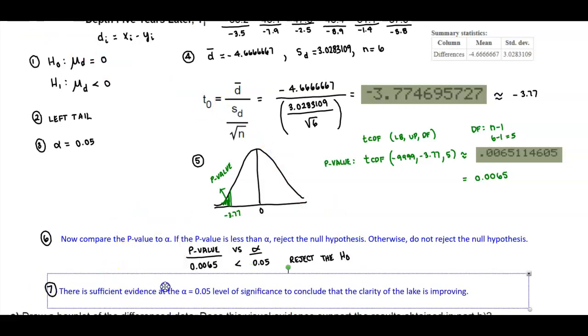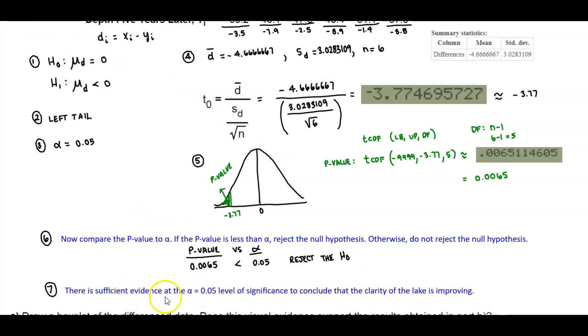And now we're going to be able to state our conclusion. So the conclusion would then be that there is sufficient evidence at the alpha equals 0.05 level of significance to conclude that the clarity of the lake is improving.